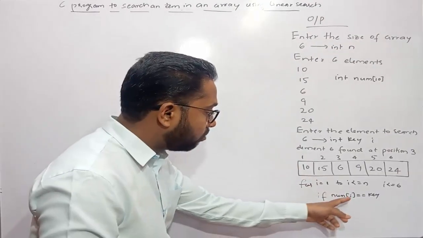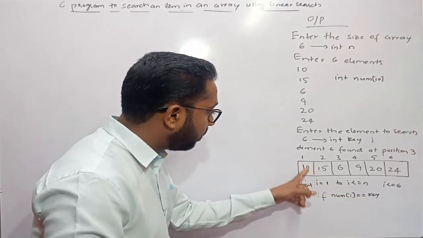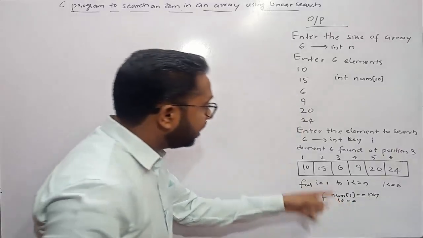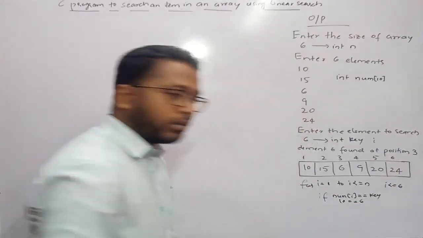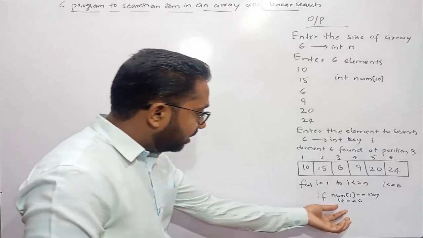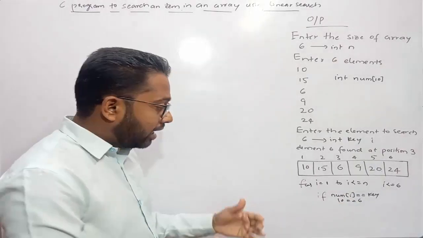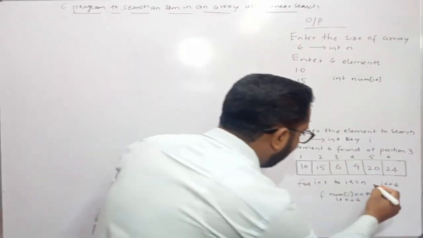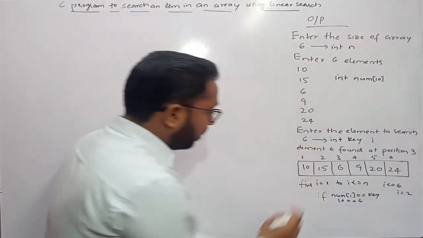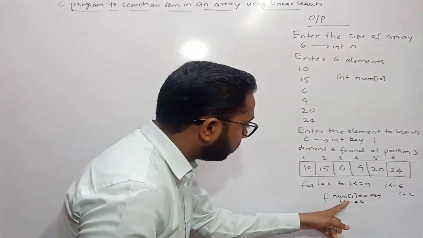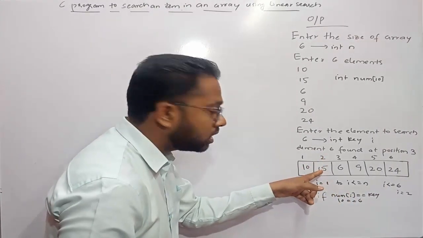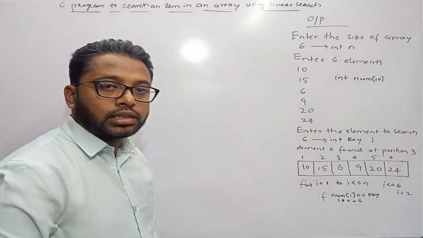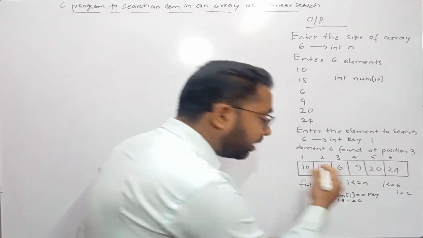When I am on the first iteration, when I value is 1, I will compare the first item of this array, which is num of I, num of 1, which is 10. So is 10 equals to key, which is 6? No, these two numbers didn't get matched. Like this, I need to move to the next position. In the second position I need to check. Now I is 2, num of 2 is 15. Is 15 equals to 6? No.